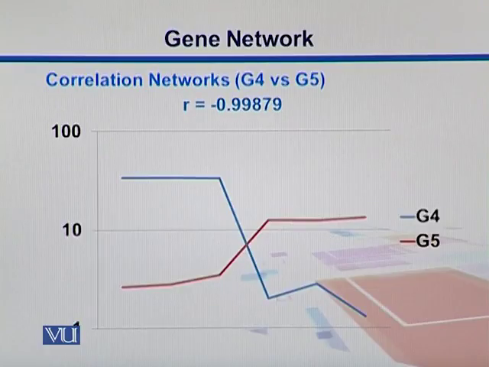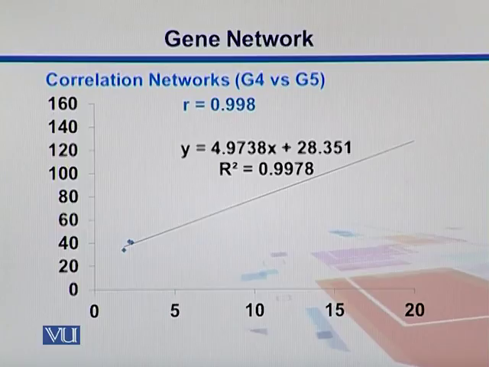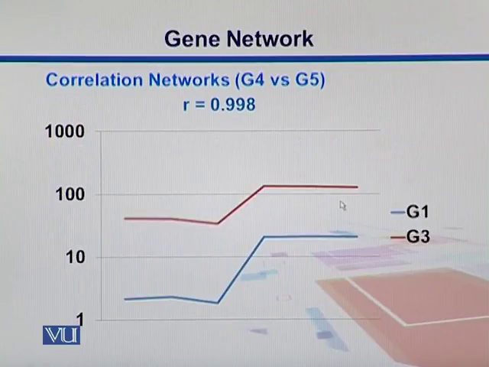Here we look into their expression profiles or expression patterns. So we have G4, it's stable, and then all of a sudden it's going down, but at the same time the expression of G5 is going up. In this way we can say that they have some opposite effect on each other's expression. We take another example. So we have G4 and G5. Here we have a correlation equal to 0.998, which is approximately equal to 1. So both of them are increasing in expression. There is a strong positive correlation between these two.